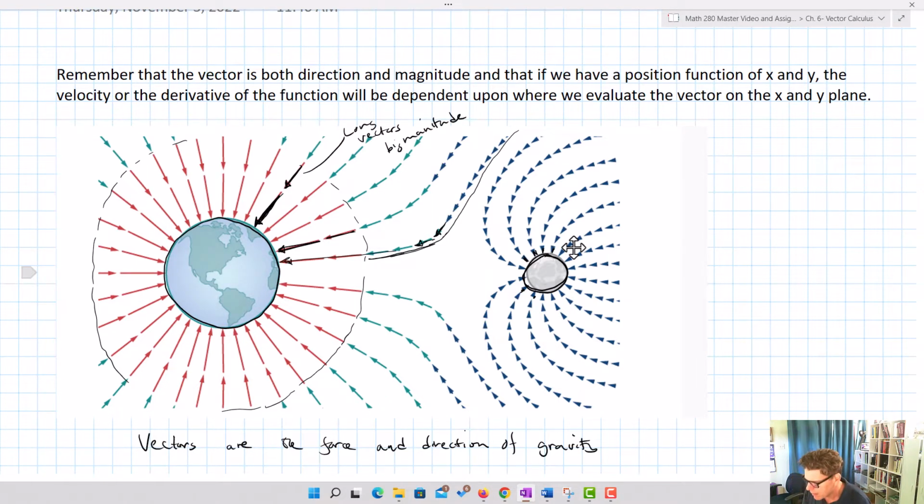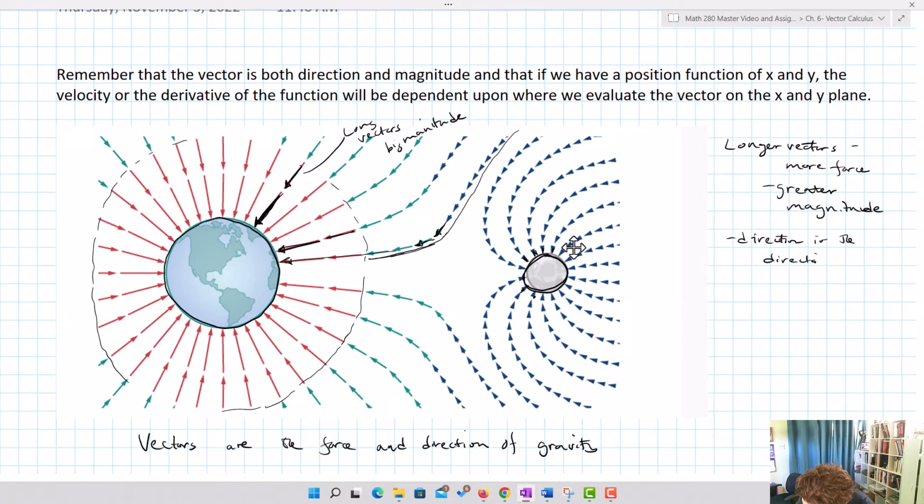The idea here is to get the sense that longer vectors, in this case, equal more force, greater magnitude. So the length of the vectors represents the magnitude of those vectors. And then the direction is the direction of the field, or the direction of the force in this case.